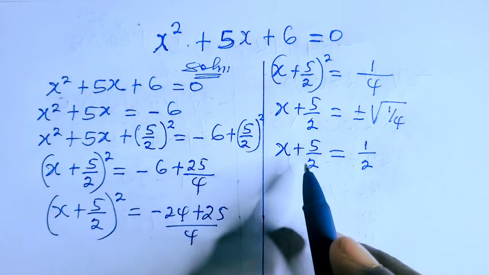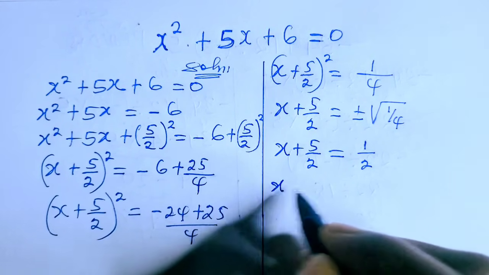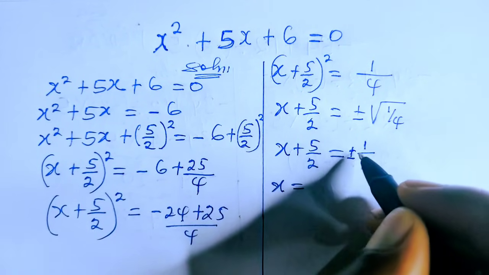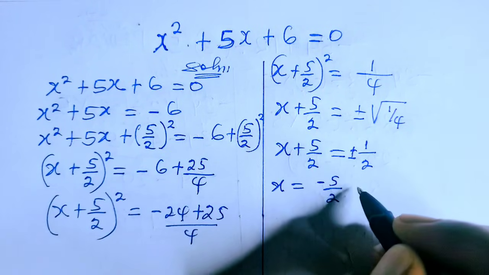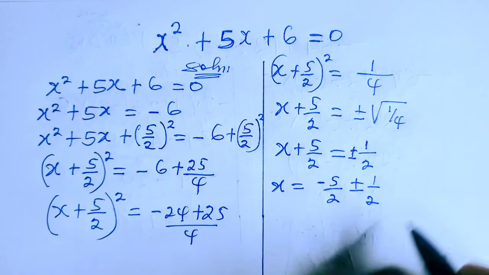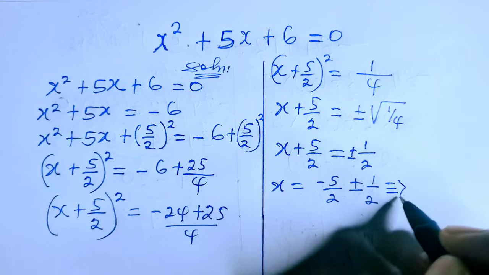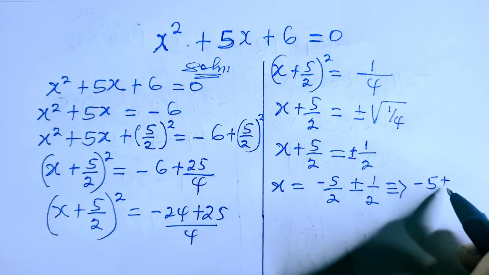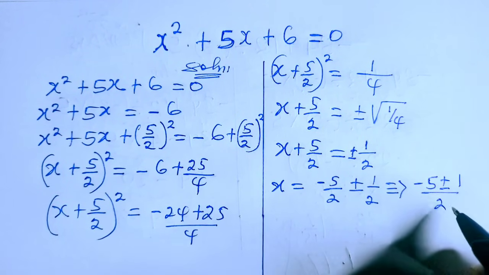Then at this very point, we are going to collect like terms, and we have here x equals, this is either positive or negative, 1 over 2. Now we have x equals minus 5 all over 2, either positive or negative, 1 all over 2. And this is equivalent to minus 5, either positive or negative 1, all over 2.